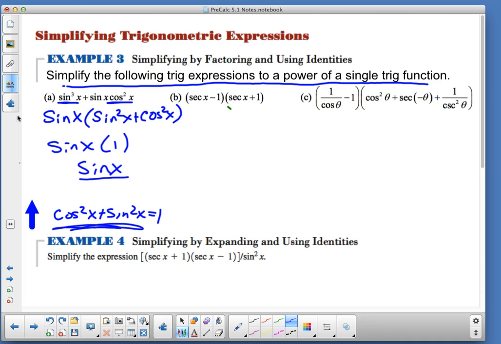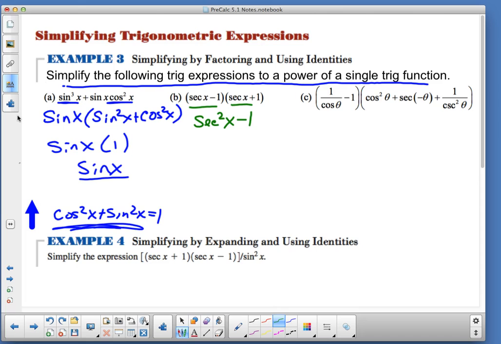Now, every time I do this, I keep thinking about, what's going to happen? How can I do this? As we go through some of these, pay attention because this is the difference of two squares. So if it was x minus 1 and x plus 1, it'd be x squared minus 1. In this case, it's going to be secant squared x minus 1.